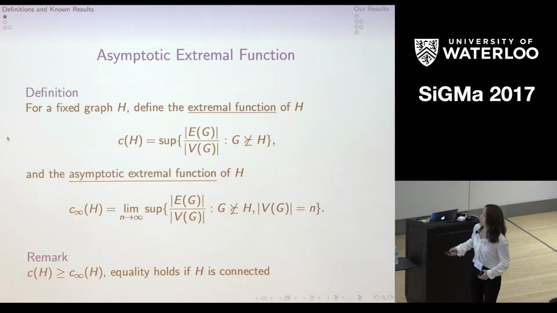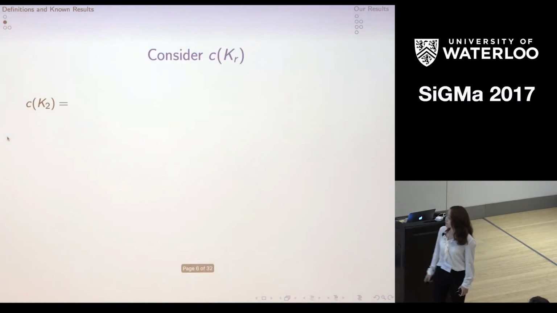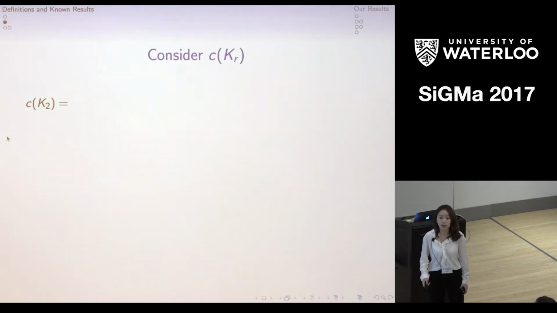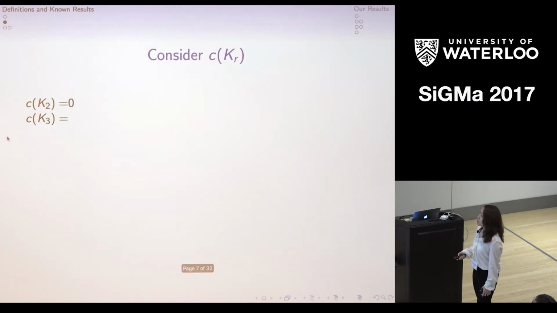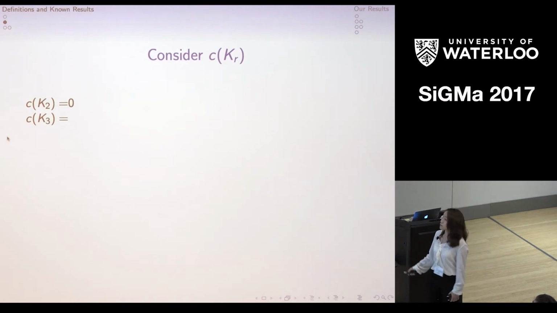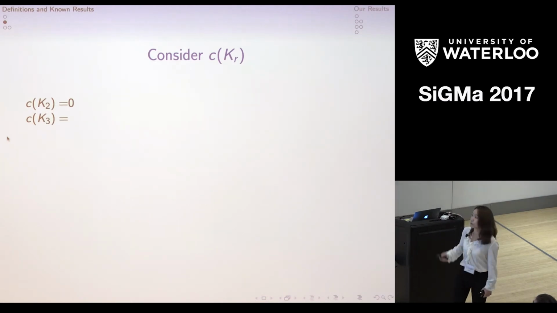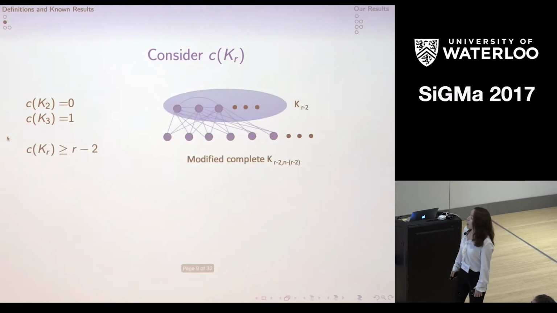So I'll give you some easy examples so you have a better feeling of those definitions. So what is c of K2? For all graphs not containing K2 as a minor, they're edgeless, so it's 0. And graphs not containing K3 as a minor are graphs without cycles, so they're forests, so the value is 1. And in fact, we can obtain a lower bound for cliques.